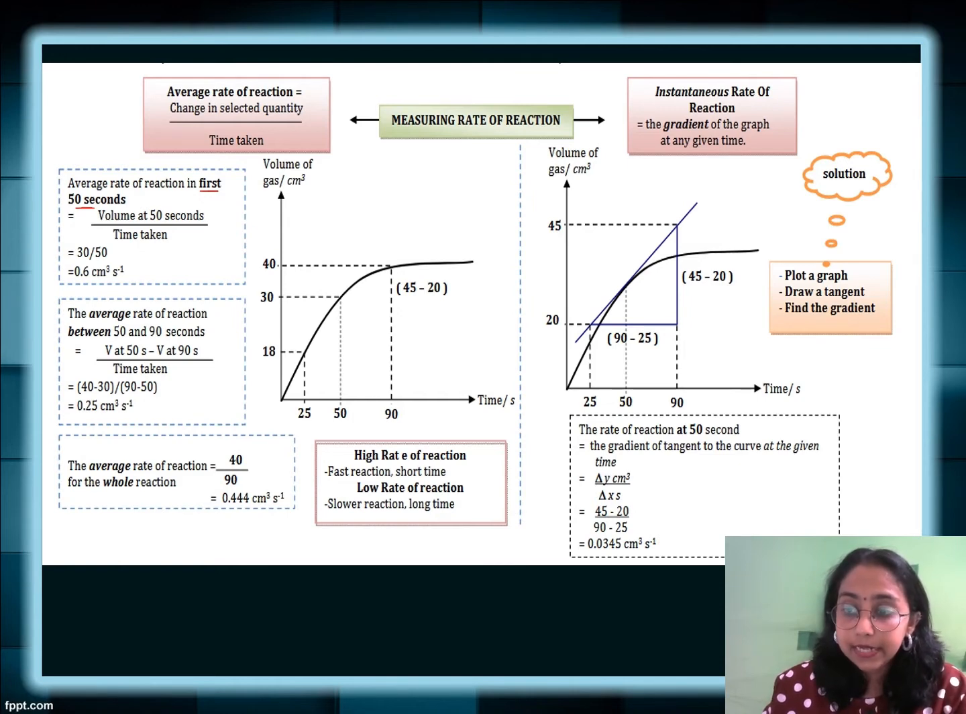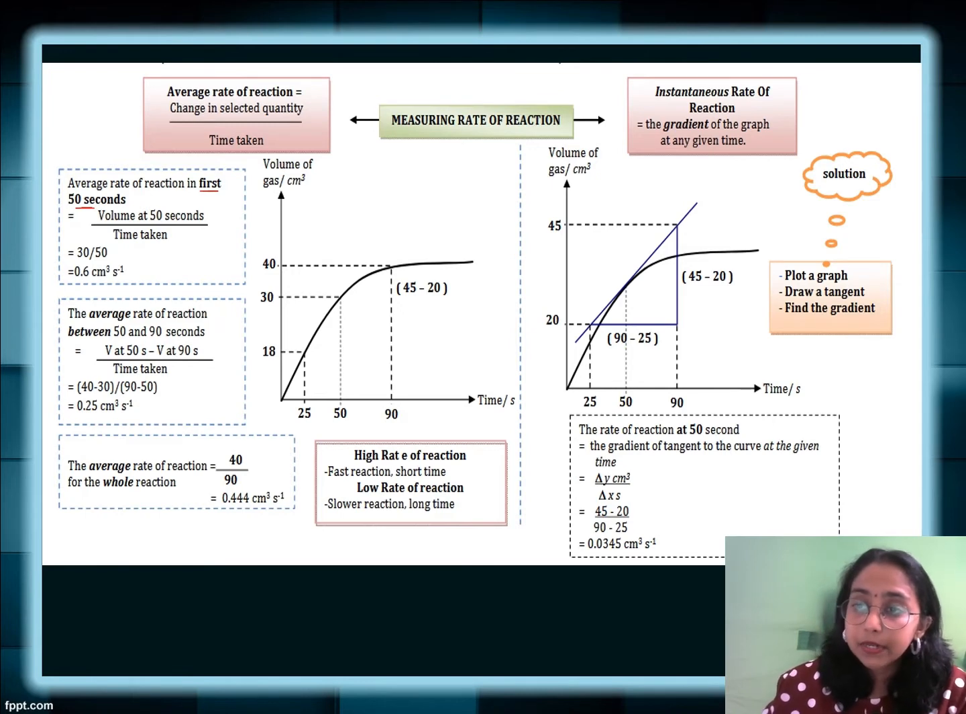For example, let's say they ask you to calculate the rate of reaction at 50 seconds. Now, how do you differ whether it's the average rate of reaction or instantaneous? By reading it, you should know already. Always the instantaneous, they just mention it as rate of reaction at. You don't see the word average. If it's the average rate of reaction, they will mention average. Okay, so this is one of the obvious differences, can be a hint for you to determine which method to be used for your calculation.